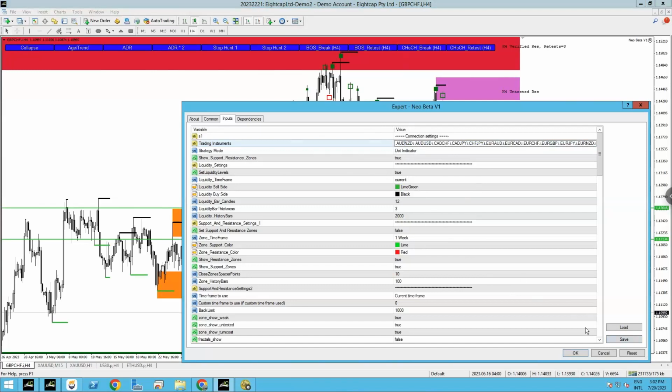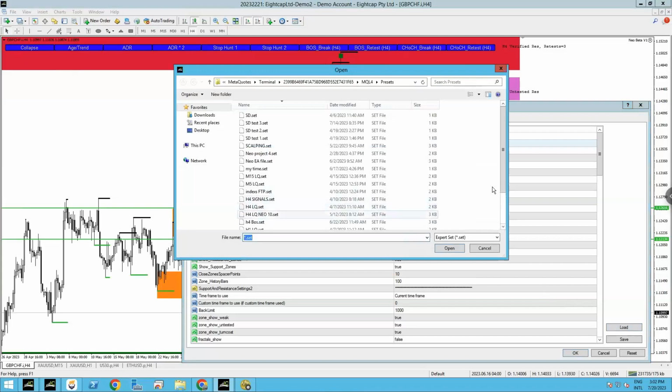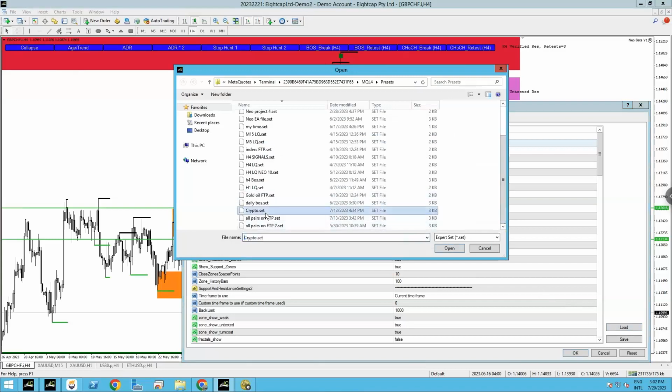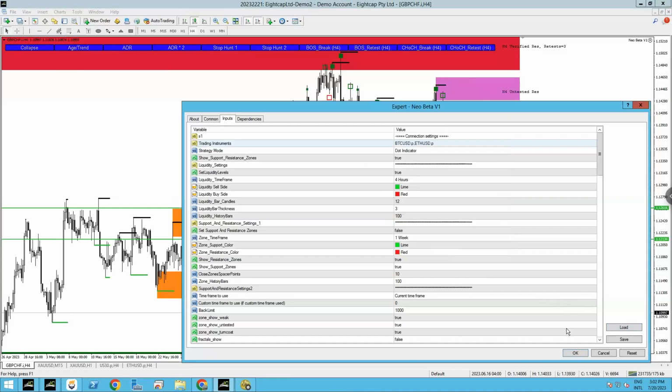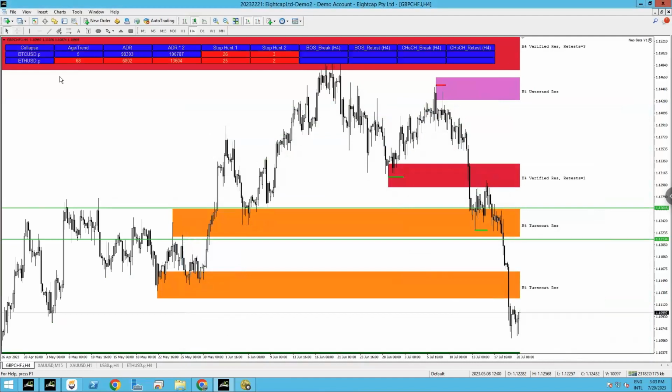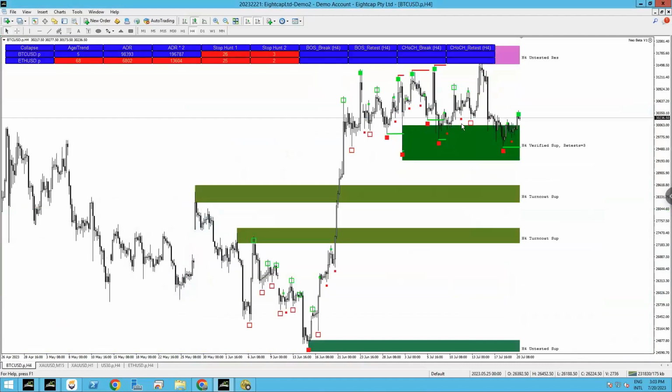Add another pair and save it. This is not something you're going to have to do every single time. Once you've done it once, it will work straight away. You'll see exactly what I'm saying. If I go to load here, and then I go to here, I'll just load the crypto setting quickly and go to okay, and you can see the cryptos are there now. And now it's only showing me crypto pairs. If I go here, it will only show me crypto.